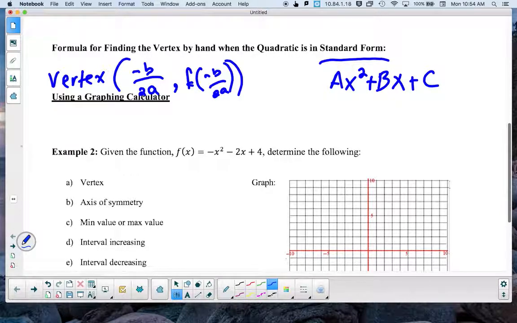All right, so -b divided by 2a, that's going to tell you the x value. Then plug in that x value into your function and you will find the y value. When you're using a graphing calculator to find your vertex, if the parabola is opening up, a happy parabola, then you're going to calculate the minimum value. If your parabola is opening down, you have a sad parabola, then you're going to calculate the maximum value, and that will just tell you what your vertex is by doing that on your graphing calculator.